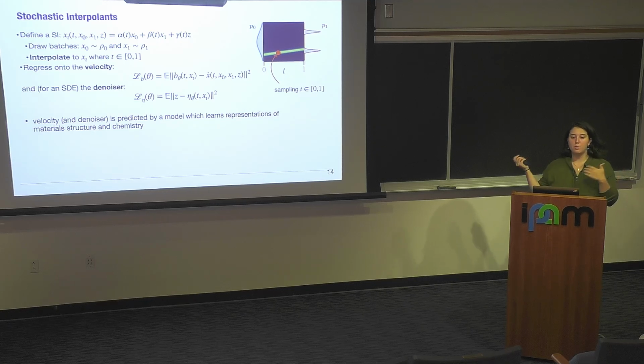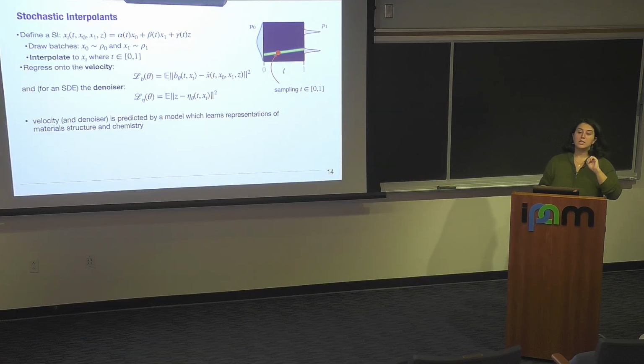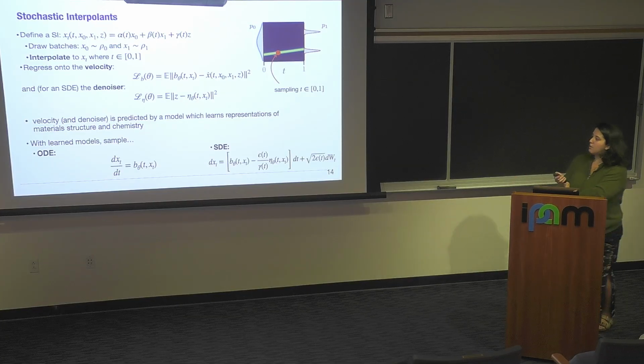So for example, our model that we use to predict these velocities is translation invariant. So if I take all my particles and I translate them, that should not change the velocity that I predict. Or it's permutation equivariant. So if I rearrange the order in which I write down my atoms, I should also rearrange the order in which I predict the velocities for each of those atoms. So that's a neat detail that I think is relevant.